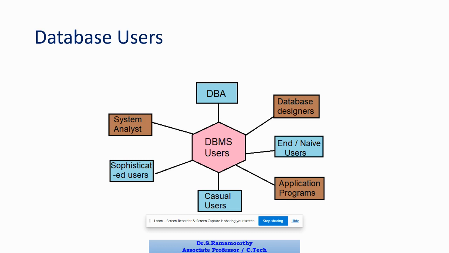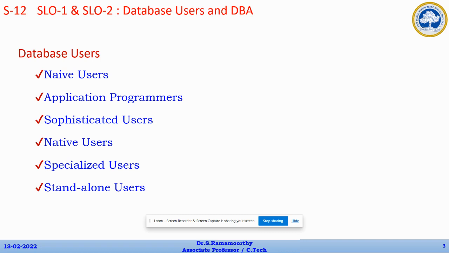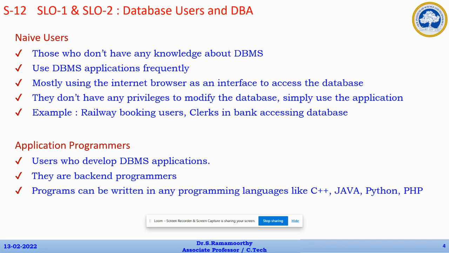When you take a look at this diagram, you can understand the various database users, starting from the database administrator, who is interacting with, creating and managing the databases, and the other users like database designer, naive user, application programmers, casual user, system analyst, and the sophisticated user. We are going to discuss each user, their responsibility, and the types of services they extract from the databases. The first type of users are naive users.